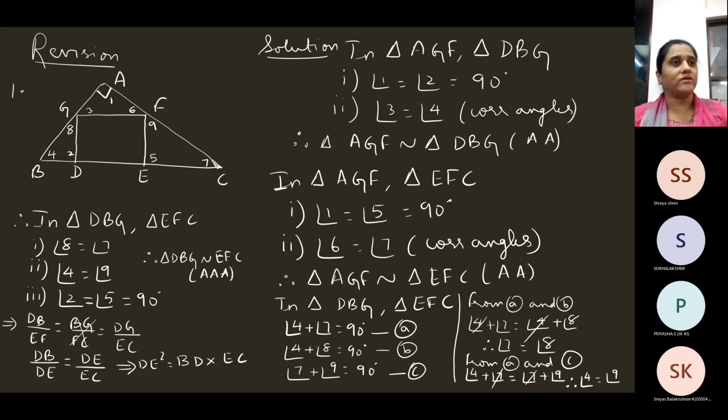DEFG is a square, which means all the sides are equal and every corner is a right angle. We have to prove that this triangle is similar to this triangle. Then this triangle is similar to this triangle. Also, this triangle is similar to this triangle. We can see three triangles, right? Like the whole triangle, apart from that, we can see three small triangles. So I'll show you again.